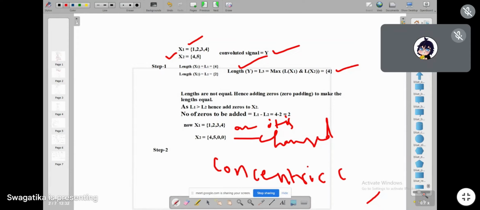Concentric circle. So you have to design your concentric circle. So how will you design your concentric circle?